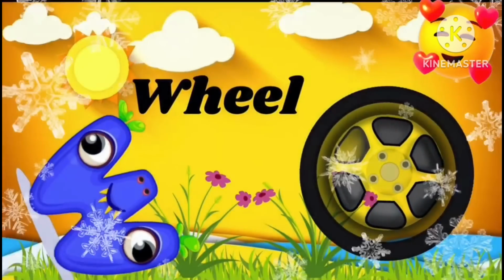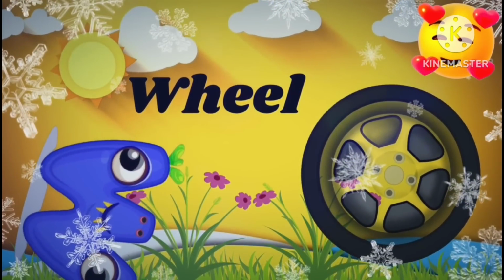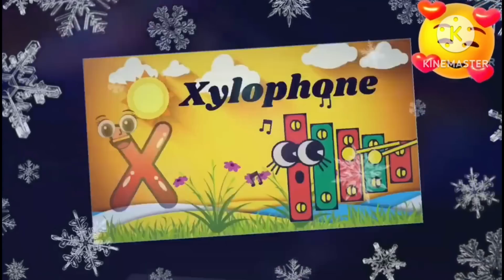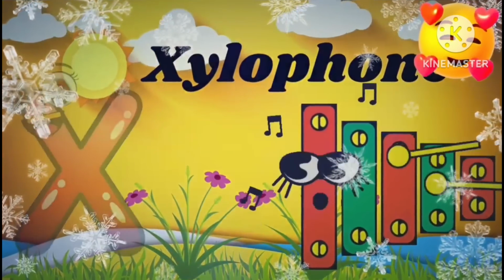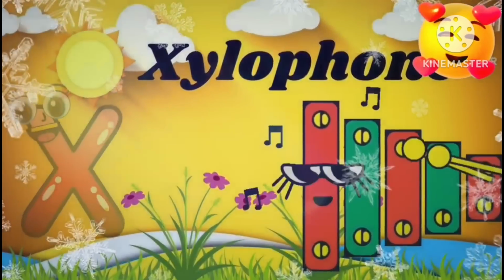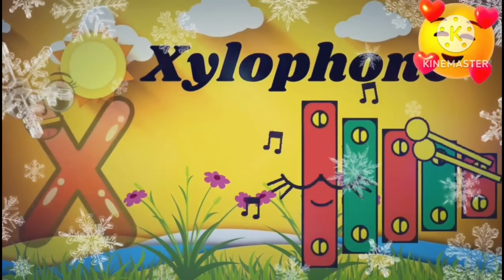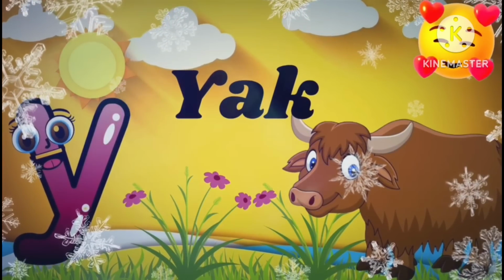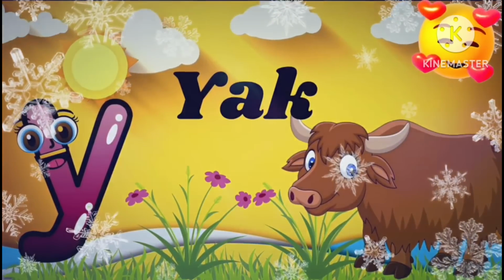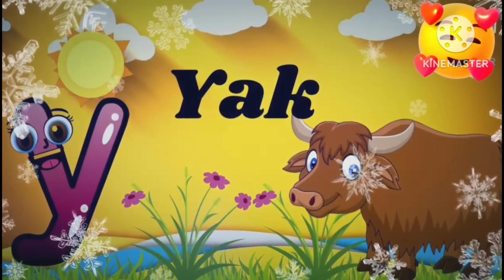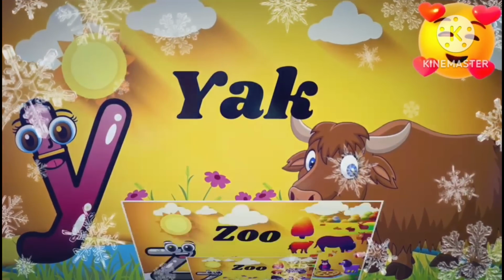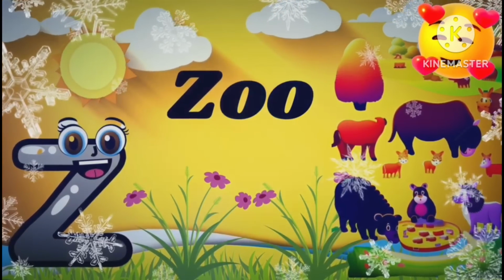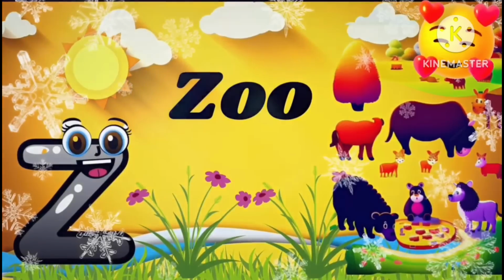This is letter W. W is for wheel. This is letter X. X is for xylophone. This is letter Y. Y is for yak. This is letter Z. Z is for zoo.